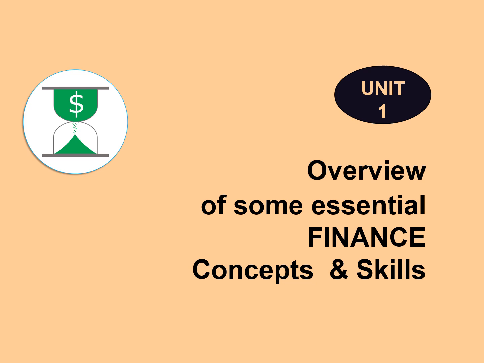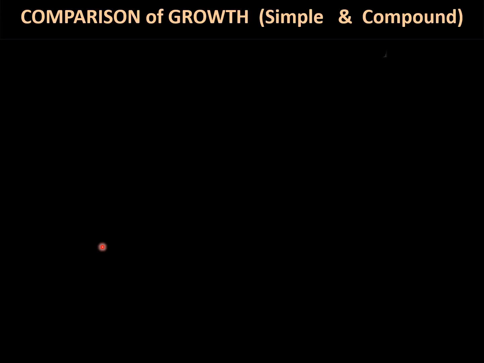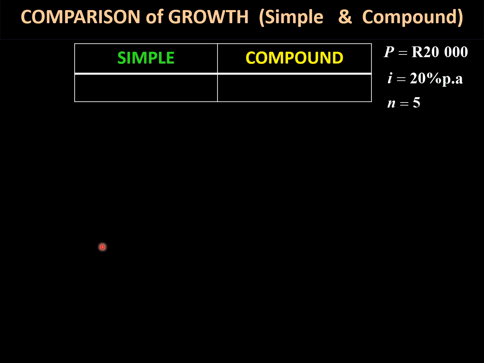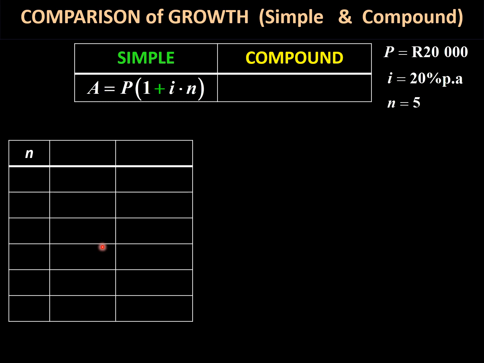Let's start with an overview of some essential finance concepts and skills. Let's start off with a comparison of simple and compound growth. Let's say, for example, we have 20,000 rand that is invested at an interest rate of 20% per annum over a period of 5 years. For simple interest, we know this is the formula: A = P(1 + i·n), where A is your final amount, P is your initial amount, i is your interest rate, and n is the number of years.